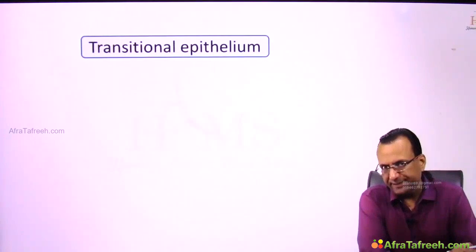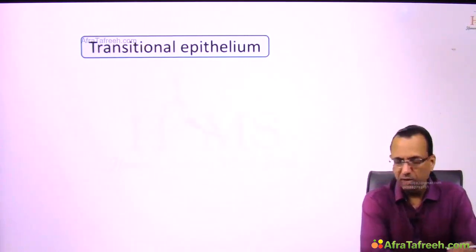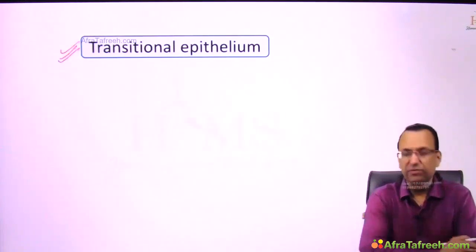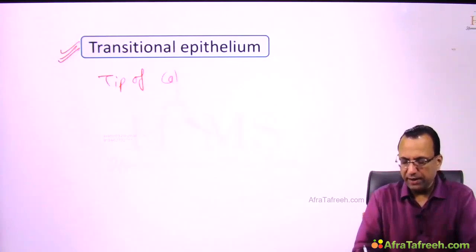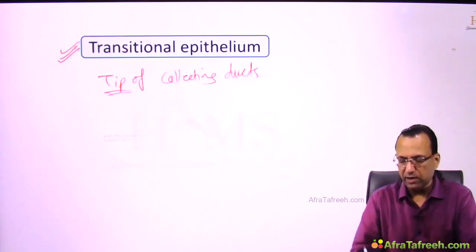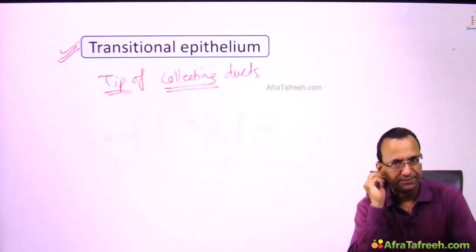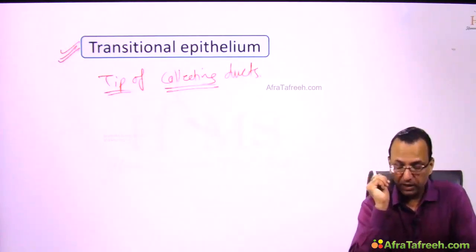You will find that transitional epithelium is present in the collecting system. Where exactly does it begin? Is a question. And what is the terminal extent of transitional epithelium? It begins at the tip of collecting ducts. But if it is beginning at the tip of collecting ducts, then what is the collecting ducts majorly lined by? That we have to find out.